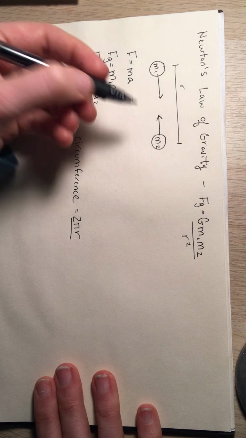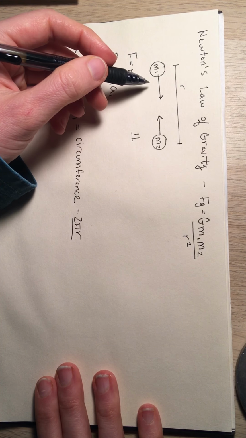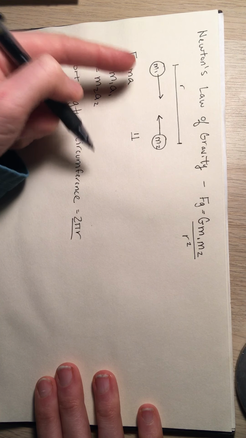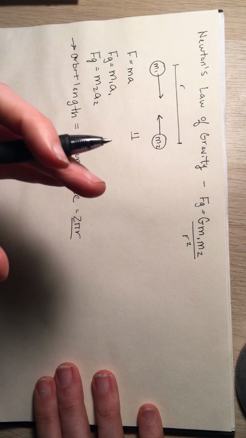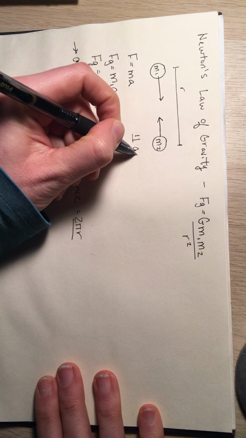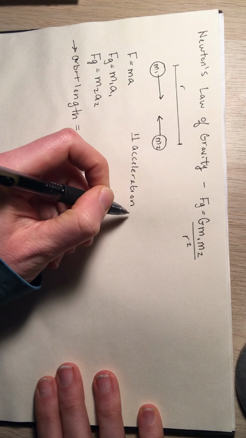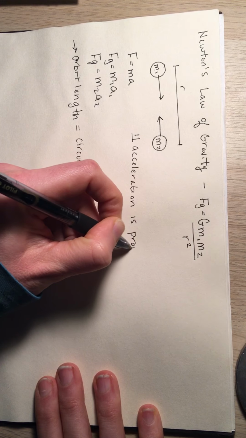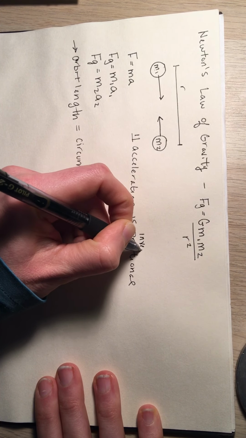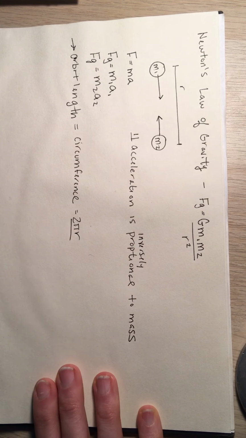Okay, so the three things to take away is 1, the two masses both accelerate due to the force of gravity, but they accelerate in a way that's proportional to their mass. So massive things accelerate less, the smaller things accelerate more. Okay, so acceleration is inversely proportional to mass. Okay?